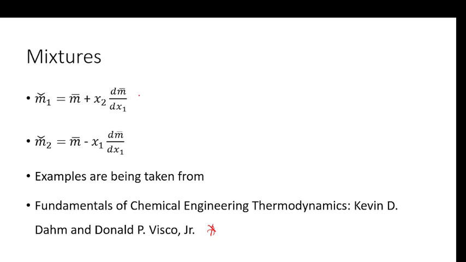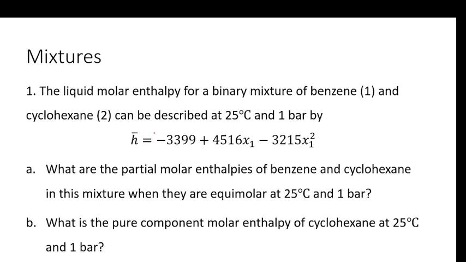And remember these two equations we derived earlier. We'll be using them today. Okay, so we have this example. The liquid molar enthalpy for a binary mixture of benzene and cyclohexane can be described at 25 degrees Celsius and 1 bar by this expression. Benzene is species 1, cyclohexane is species 2. So everywhere we see x1 is for benzene, and everywhere we see x2 is for cyclohexane. Everything with the subscript 1 is for benzene, everything with the subscript 2 is for cyclohexane.